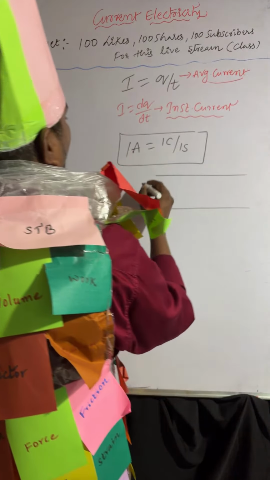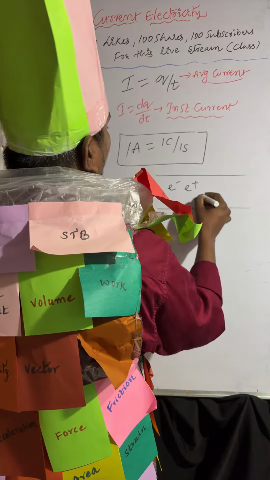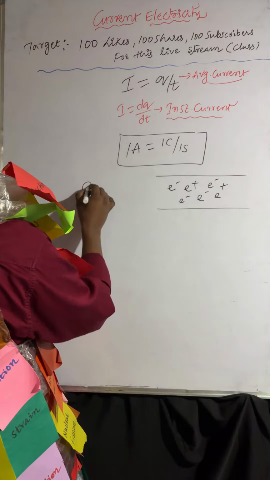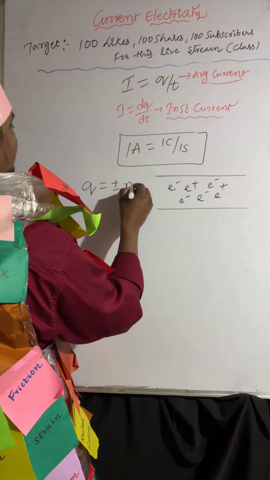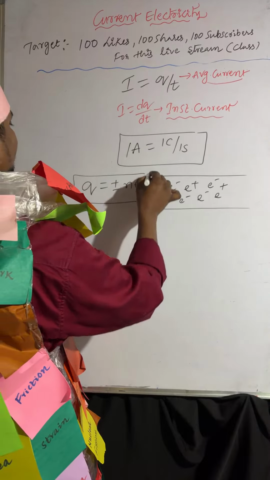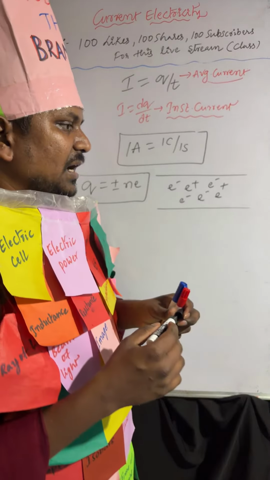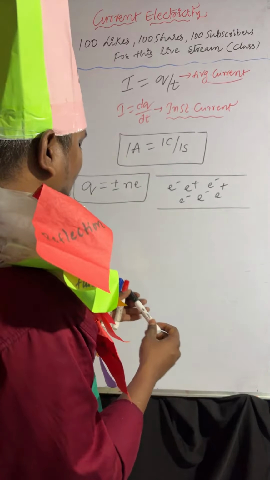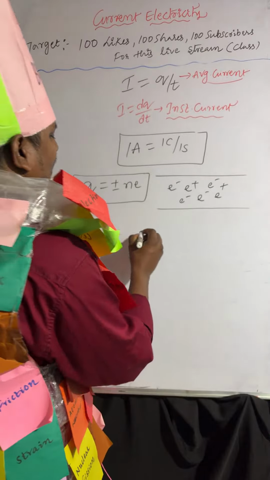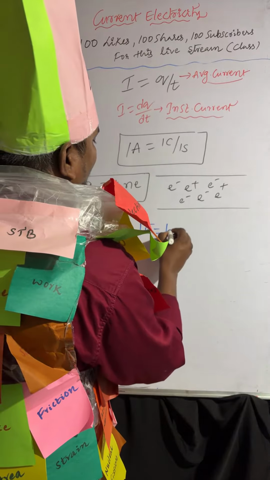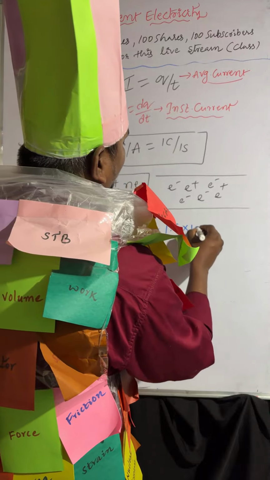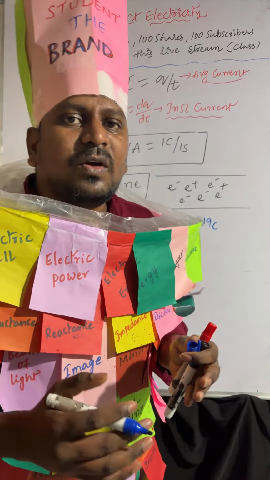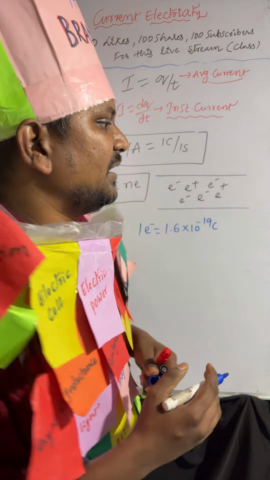So here positive charge, negative charge, positive charge, negative charge, positive charge. That's why charge is quantized. Q equal to plus or minus Ne. Is it clear? On one electron, the charge is 1.6 into 10 power minus 19 coulomb.